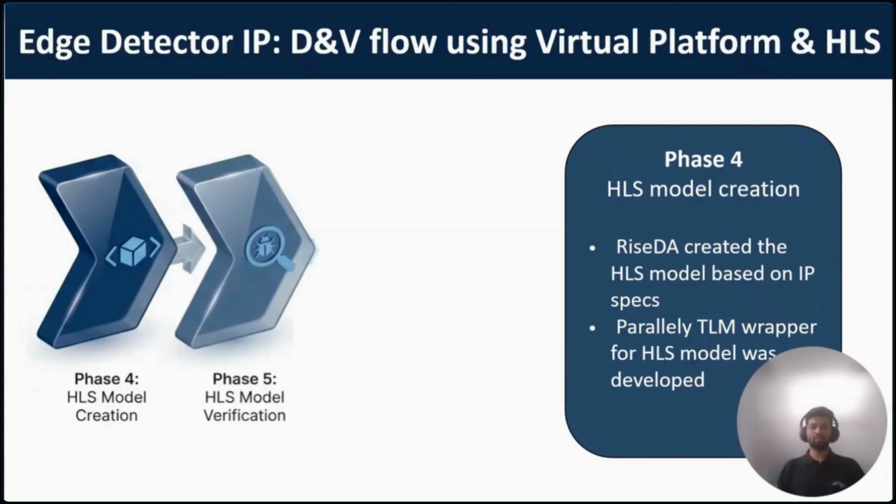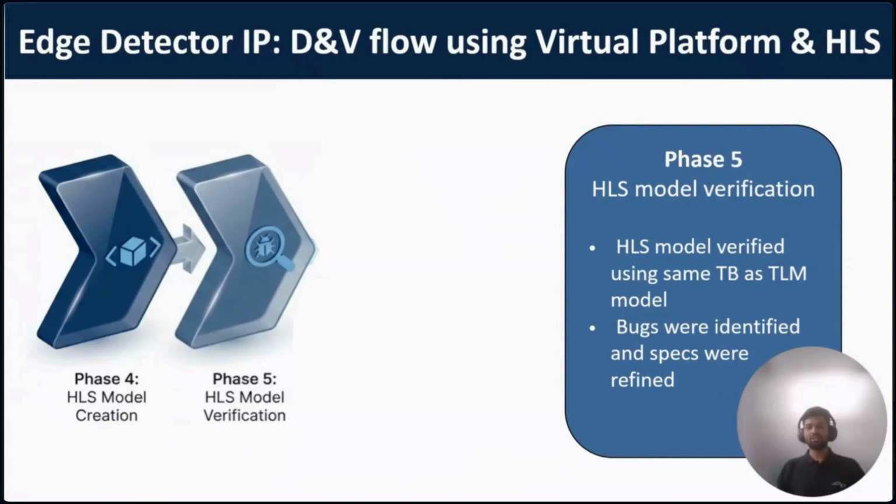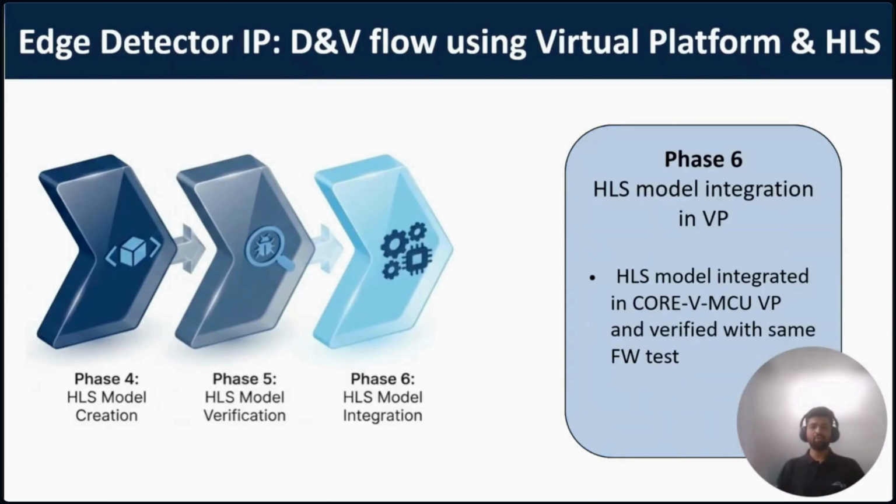Phase 5 shows the payoff of that decision. We took the exact same unit testing framework from phase 2, unchanged, and ran it against the HLS implementation through the adapter. Same test inputs, same expected outputs. Any behavioral differences between the HLS model and the golden TLM reference were immediately visible. The adapter is what makes this possible. Without it, you'd need to write a new test framework for the HLS model from scratch.